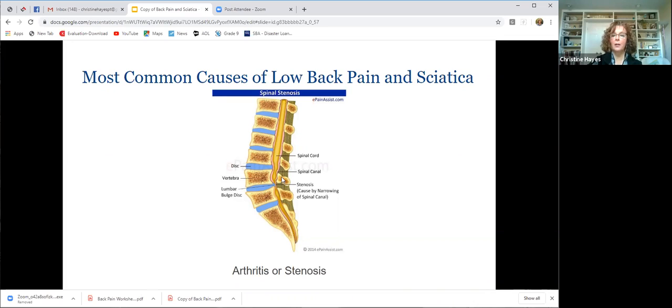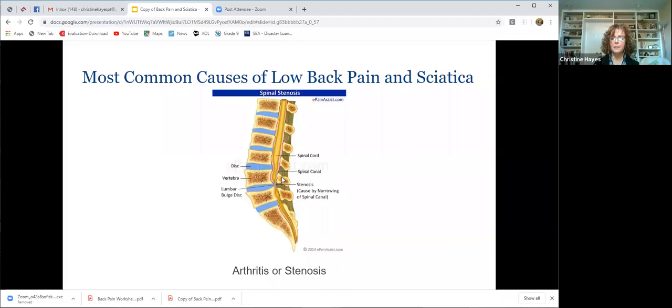So the facet joints are in the very back, and you have facet joints at every single level. And when you bend forward, those facet joints open in the back, which gives a little bit of relief, which is why you feel better when you sit, because typically you open up the spine a little bit. When you're standing, or if you stand and bend backwards, those facet joints close down. And so you might get some pinching there.